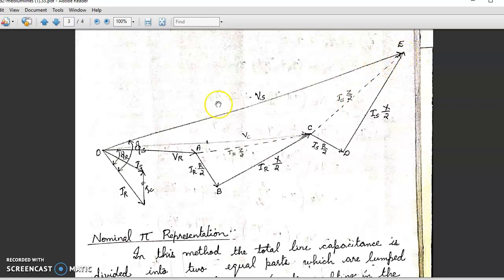If we join this point E to the origin, we get Vs. Now, after getting Vs, I can draw the angle between Vs and Is as phi s. It is phi s, the angle between Vs and Is.